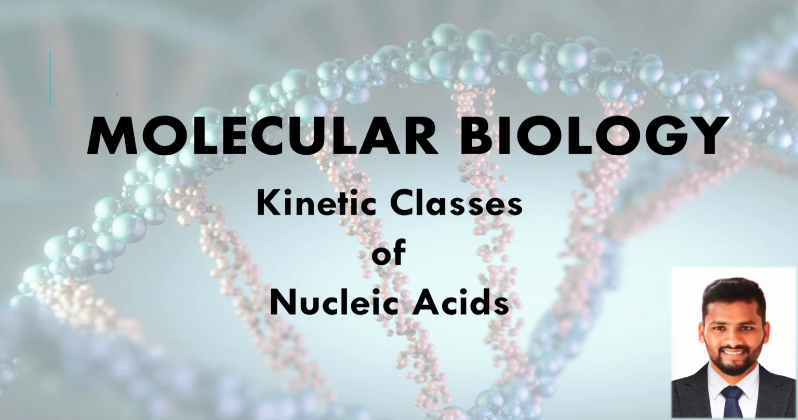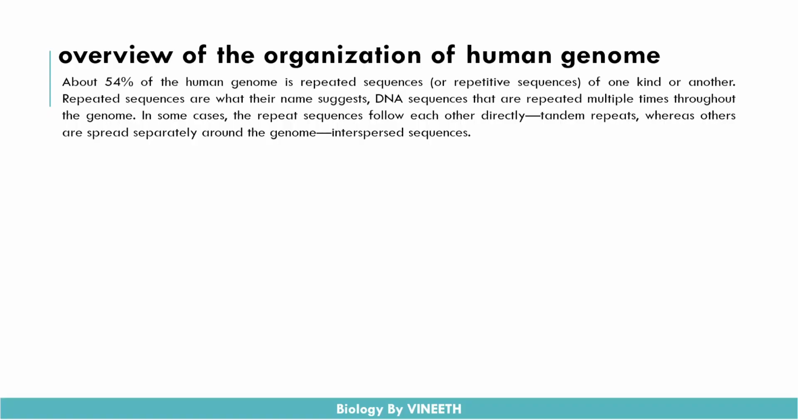So today I'll be discussing the kinetic classes of nucleic acids. In the last lecture I discussed the reassociation kinetics of nucleic acids, and the major finding of this reassociation kinetics is the occurrence of repetitive sequences in the nuclear genome. There are a lot of tandem repeats or interspersed repeats in the nuclear genome, and the reassociation kinetics are much greater for these repetitive sequences when compared with the normal gene sequences, or unique or single copy sequences, present in the nuclear genome.